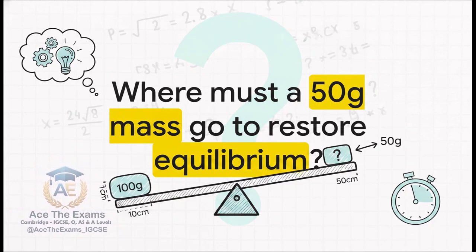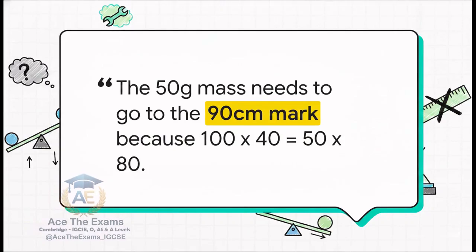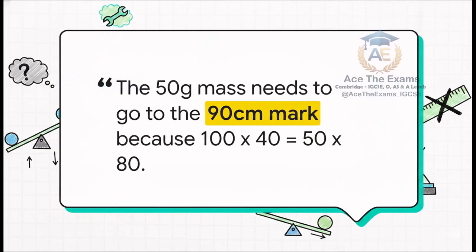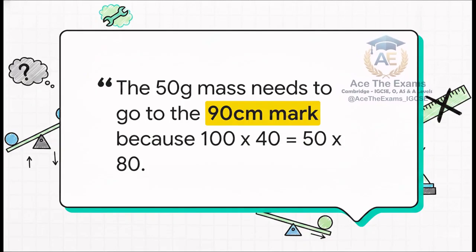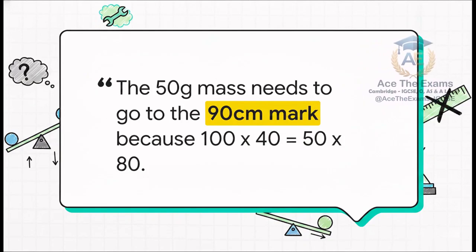Good. Let's see what a typical student does. Here is a wonderfully flawed student rationale I pulled from a past paper. The student wrote, the 50-gram mass needs to go to the 90-centimeter mark because 100 times 40 equals 50 times 80. This is a high-stakes spot-the-error moment. Read that quote again. The basic multiplication balance is, sure, 4,000 equals 4,000. But is it correct physics? No way. It's a disaster.